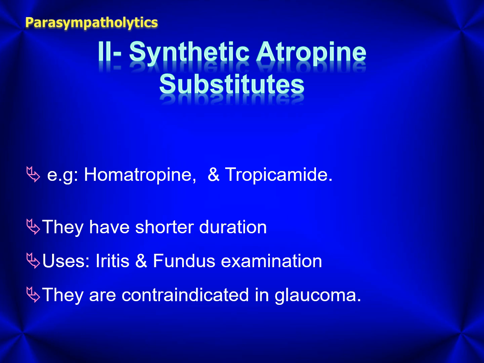What about synthetic atropine derivatives? We have the mydriatic group. They have shorter duration than atropine and hyoscine. They include homatropine, duration about 24 hours, and tropicamide, duration about 6 hours. They are used in inflammation of the eye, iritis, and for fundus examination, and they are contraindicated in glaucoma.